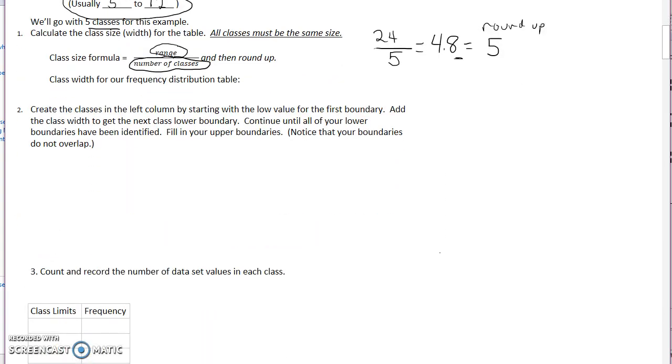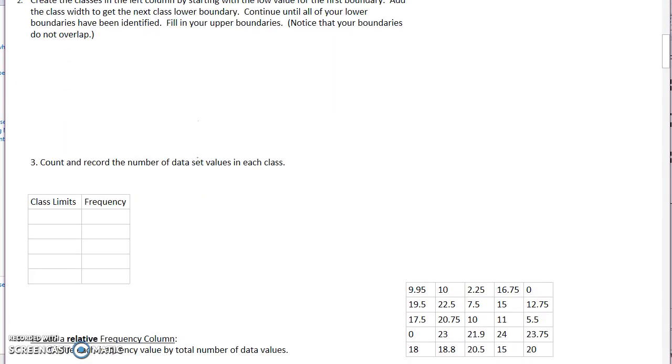So we're just going to come up with the numbers that our classes have. So where does this start? Actually, take a look at our data set. It's recopied down here. And you can see that my smallest number is 0, right? So that's where we're going to be starting. So we're going to start at 0, and we want a width of 5.